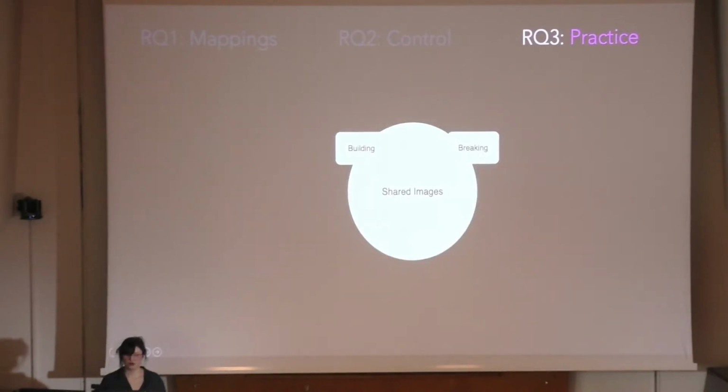And at the cross-section of our previous themes lies building and breaking shared images. Novelty or surprise is a central aspect of our understanding of creativity, both in humans and in computer systems. And a necessary counterpart to novelty and surprise is the notion of predictability.